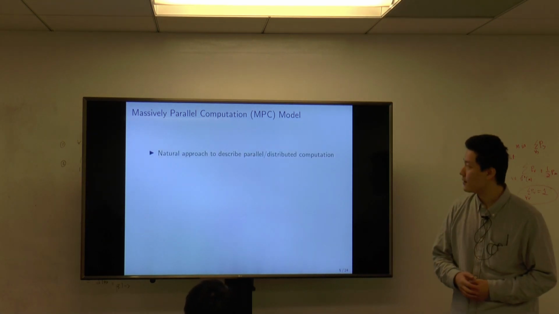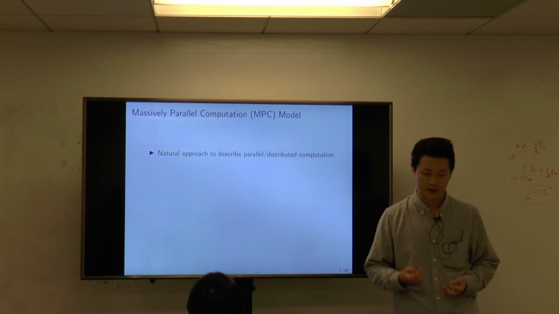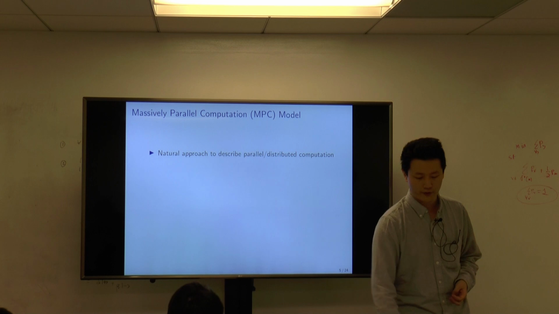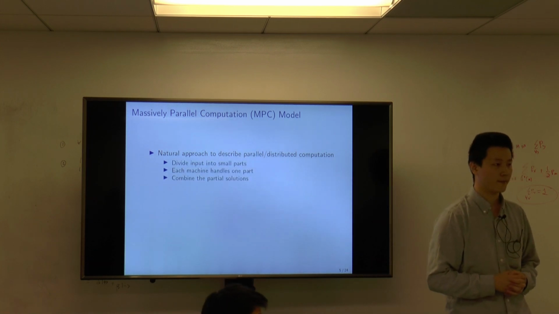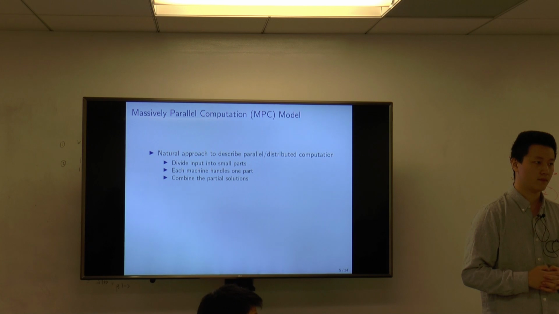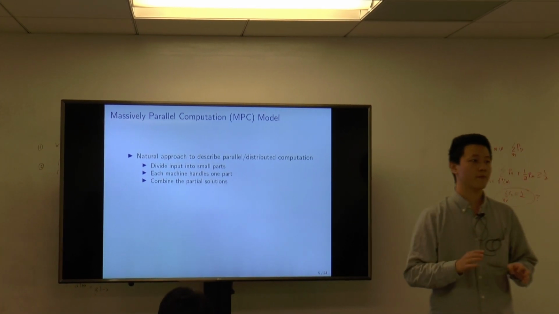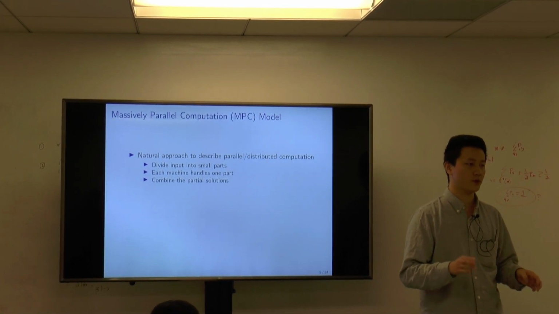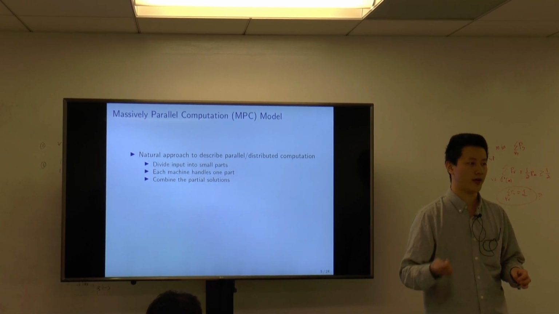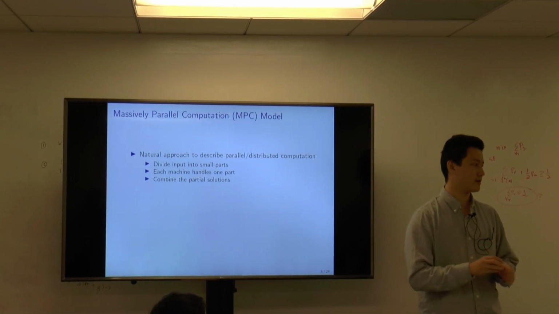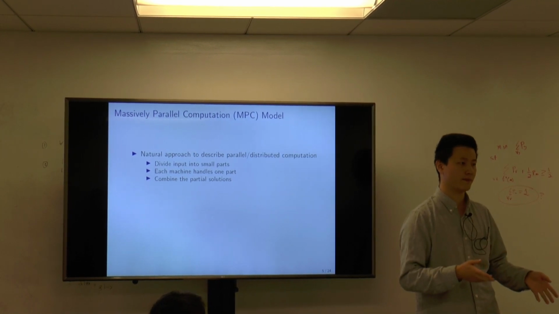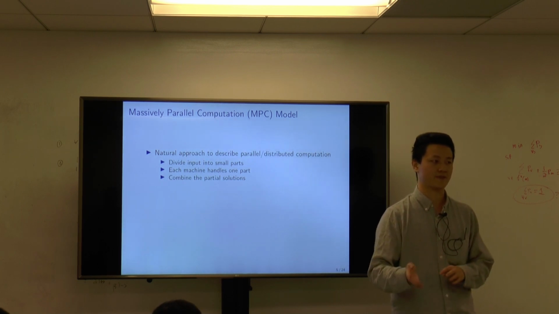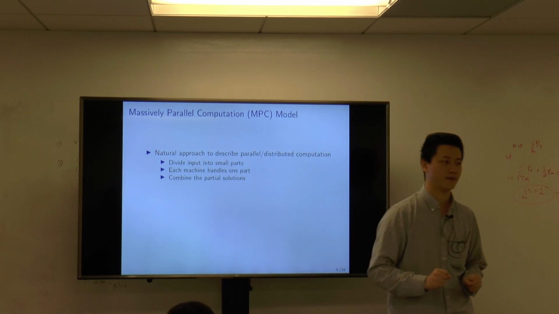I think the MPC model is a very natural way to describe parallel distributed computation. Question: what is the difference between this and Valiant's bulk synchronous parallel model? For the BSP model, they are actually very similar, but there you also care about the local computation. For the MPC model, we think the bottleneck is the synchronization, so we only care about the number of rounds. There is a variant of the BSP model, but we care about a different complexity.